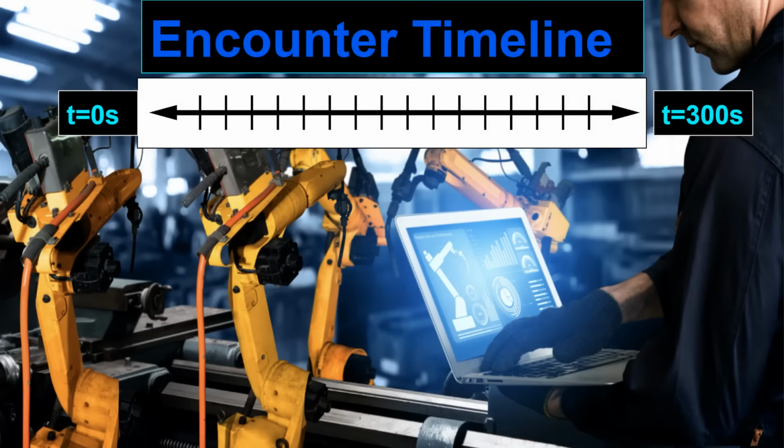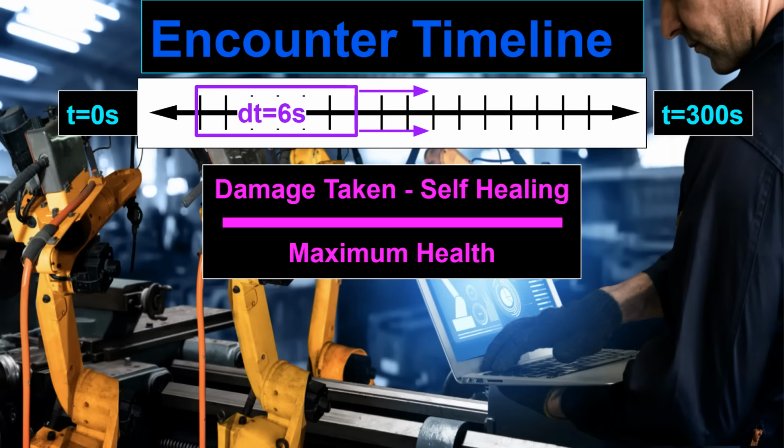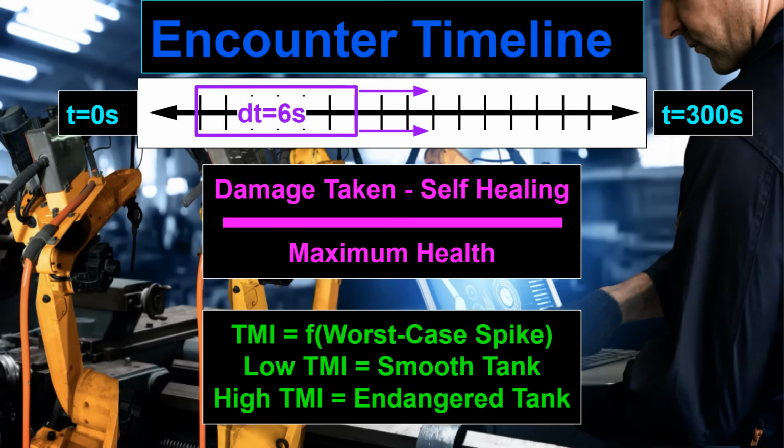We are going to look at a 6-second rolling average window that slides across all 5 minutes of this encounter, and for each rolling average, we are calculating the following value, which is effectively unmitigated damage taken in relation to player health, adjusted for self-healing. The worst of these windows was then taken and exponentially scaled into a final output where low TMI was associated with a stable tank and high TMI was associated with an unstable tank.